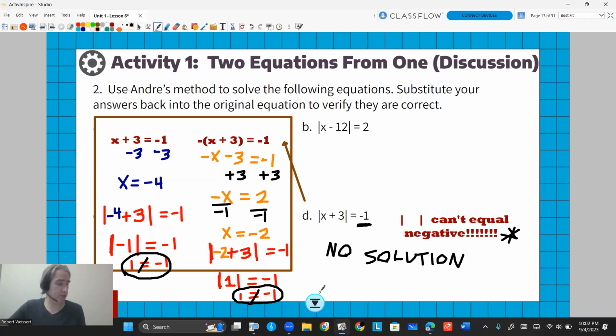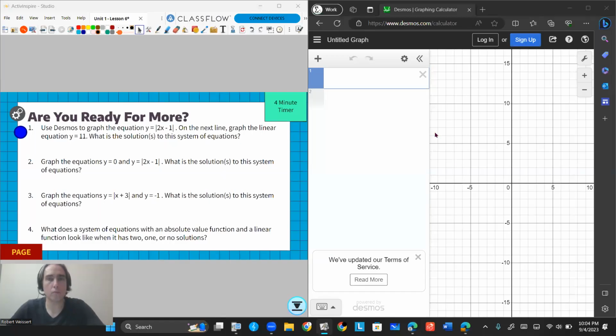All right, you can flip the page to page 68. We'll go over the Are You Ready for More? This is just to get you thinking about the graphing activities we're going to be doing in the next couple examples. So for number 1, it says, use Desmos to graph the equation y equals the absolute value of 2x minus 1.